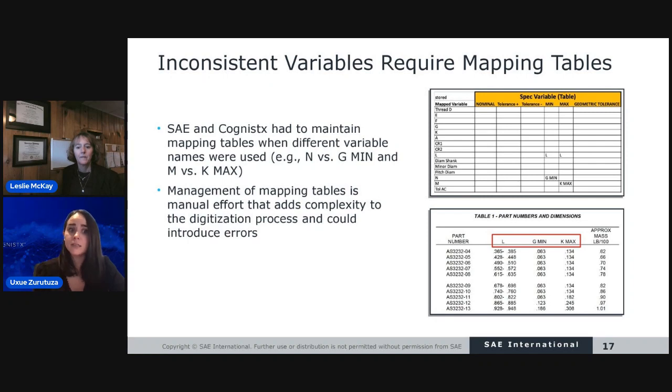And as you can imagine, this adds a lot of manual effort and complexity and could also introduce a lot of human errors. So if we are consistent throughout all standards, this can be avoided and we can stop using mapping files. But if we use different dimension names throughout the standards, then we need to introduce mapping files.